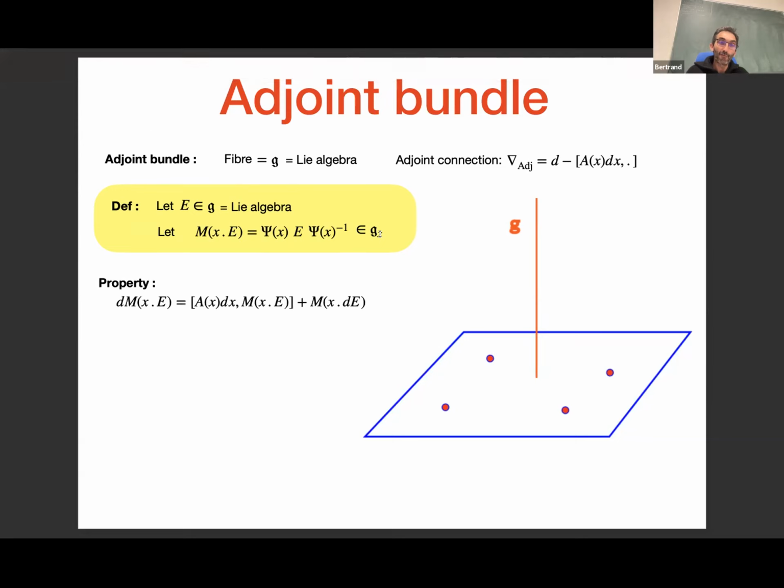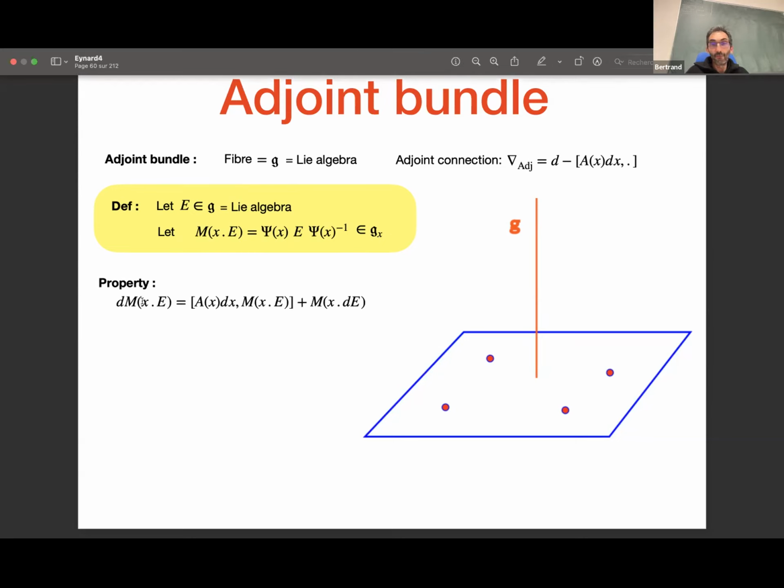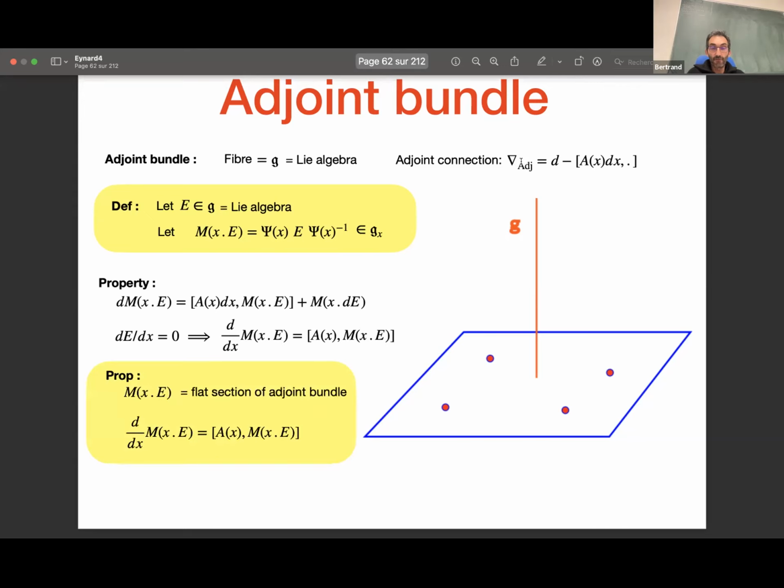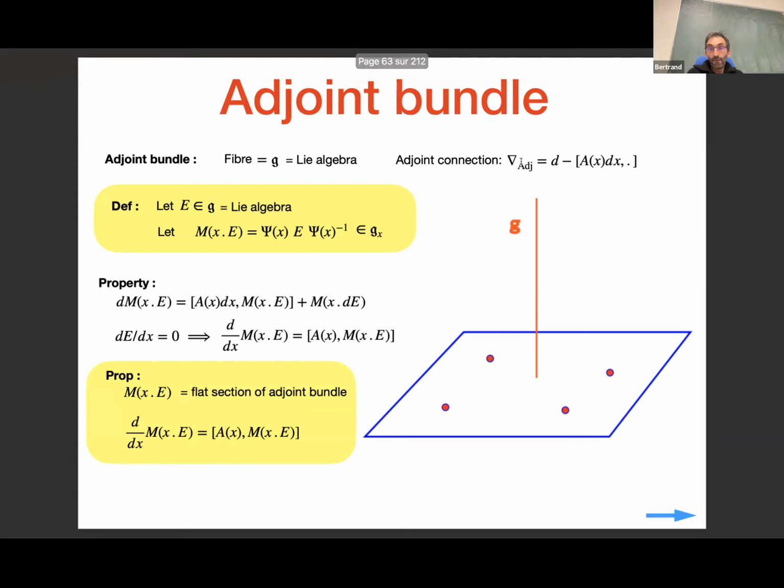Let's compute the derivative of M with respect to X. It's very easy to derive this formula; it's a two-line computation. Just observe that if E is constant, if it does not depend on X, so if d over dx of E equals 0, then M satisfies this equation, which is really the same thing as writing that nabla of M is 0. So M is a flat section of the adjoint bundle, and in fact every flat section of the adjoint bundle is an M(X, E) with E fixed.